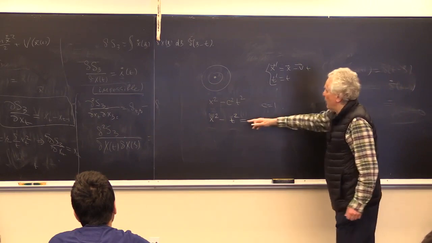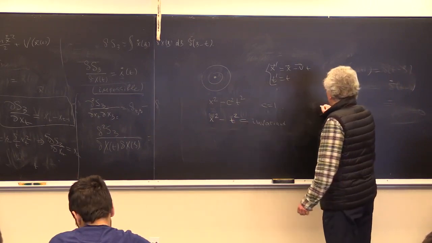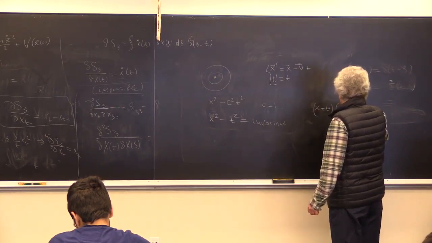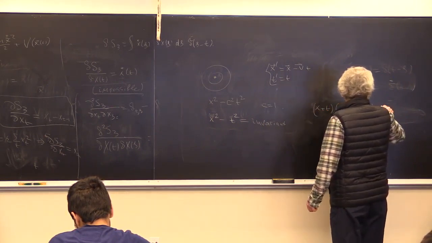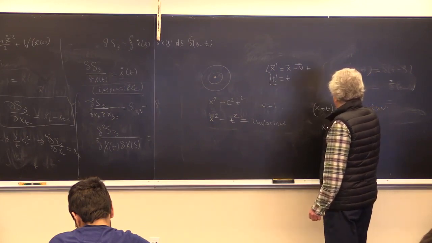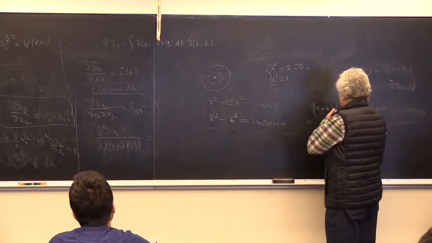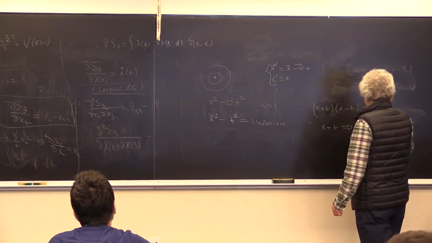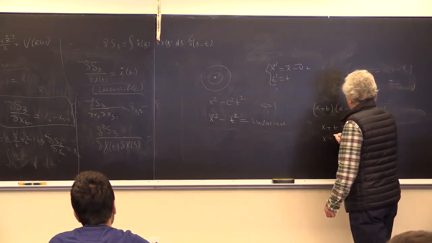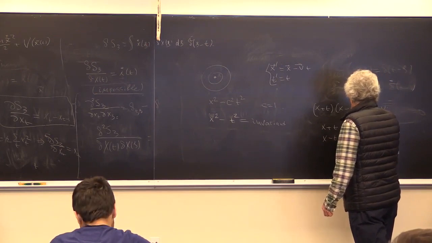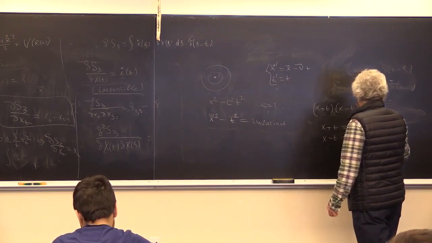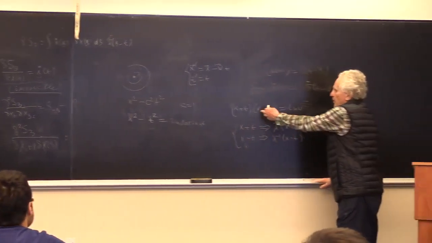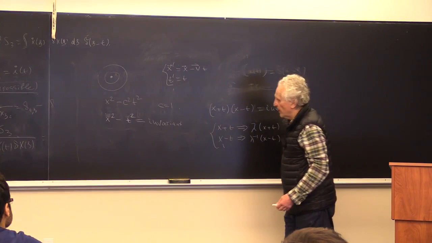And to find the explicit formulas for the transformation, we simply factorize it and consider the transformation when x plus t goes to lambda times (x plus t), and x minus t goes to lambda to the minus 1 times (x minus t). Very simple. And obviously this will be invariant.